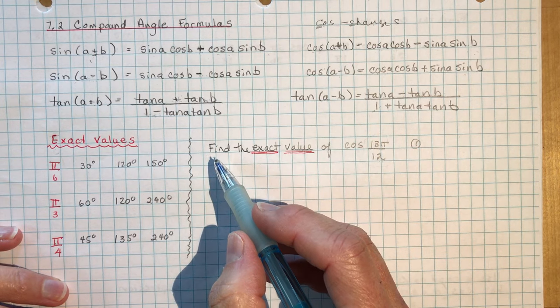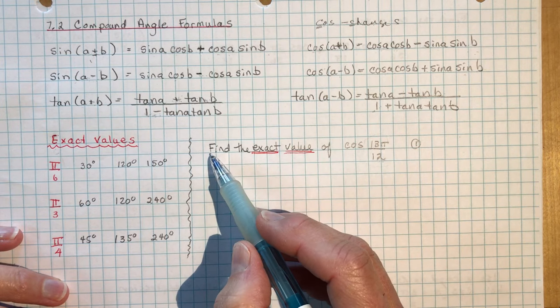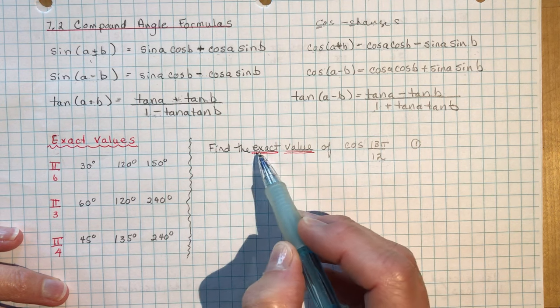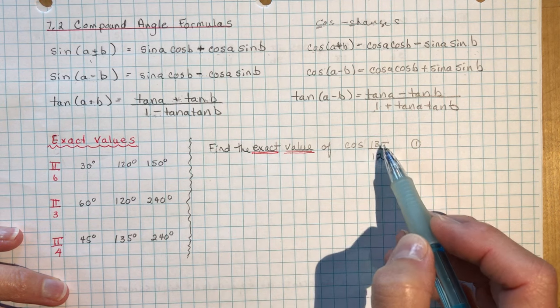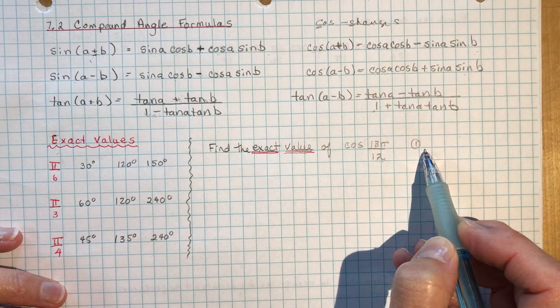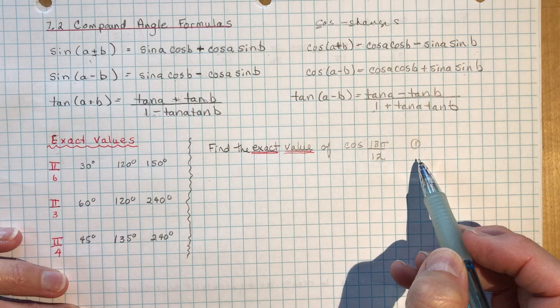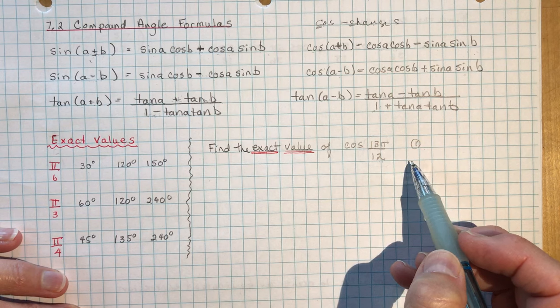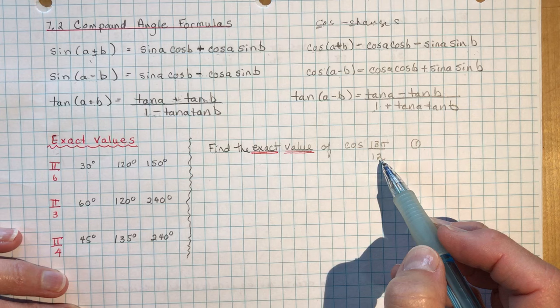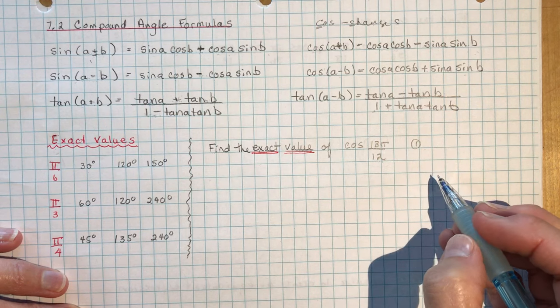Okay, so let's find out what we're going to use these for, and particularly you're going to use them to find exact values. So find the exact value of cos of 13 pi over 12. Now the first thing I would do, and you're going to say, oh no, we just learned radians, now you want me to switch to degrees. It's easier for you to figure out how to add and subtract degrees rather than add and subtract radian measures. And I'll show you what we're going to do.